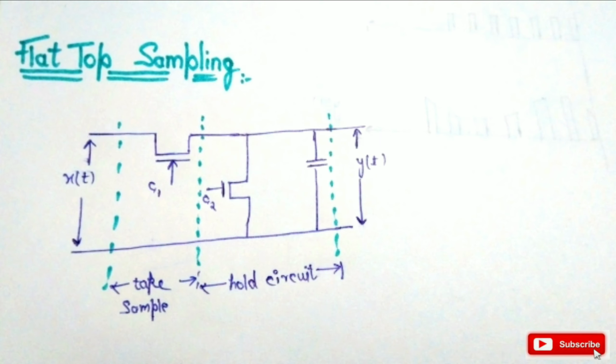And again when we want to take a sample of the input, G1 will be on and G2 will be off, and instantaneously we take the sample. Then G1 will be off and G2 will be on to hold the value for some instant. In this way we perform the sample and hold operation, and this held value is taken as the output, because the capacitor voltage is our output signal.